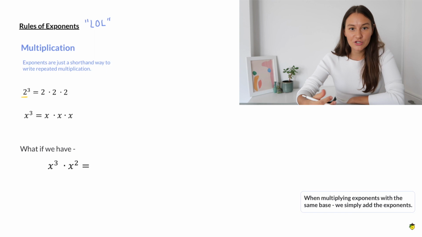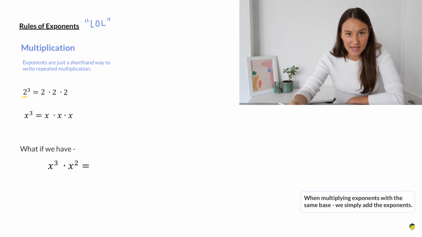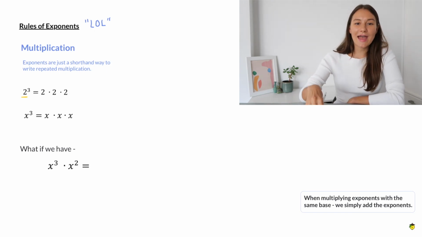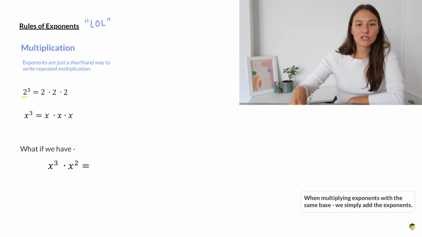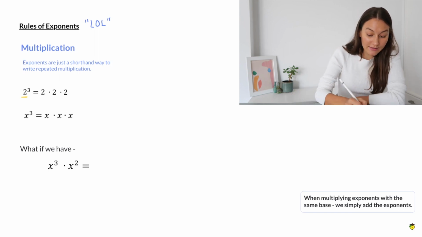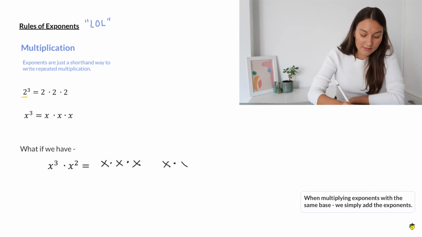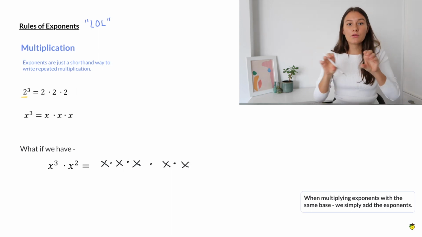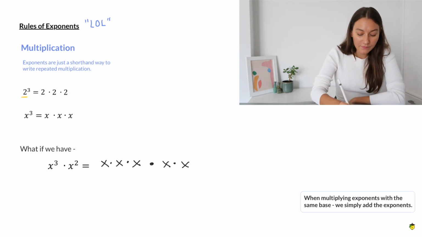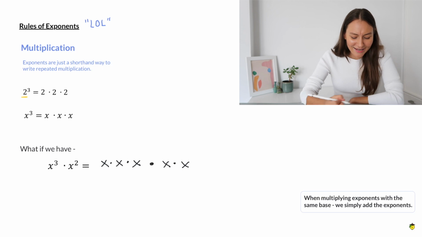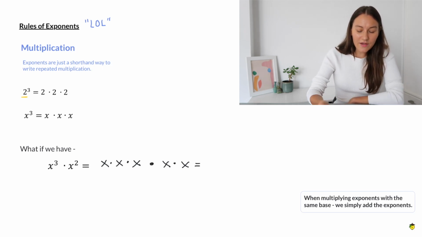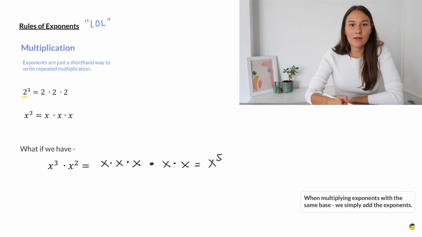X to the 3rd really just means x times x times x. So what happens when we have x to the 3rd multiplied by x squared? Well, we can actually break this out and see what happens. X to the 3rd is x times x times x, and x squared is just x times x. And we're putting those together by multiplying. Okay, wait a minute. I can actually write this another way, right? This is the same as saying x to the 5th, right? What are we doing? We're really just multiplying x by itself 5 times.